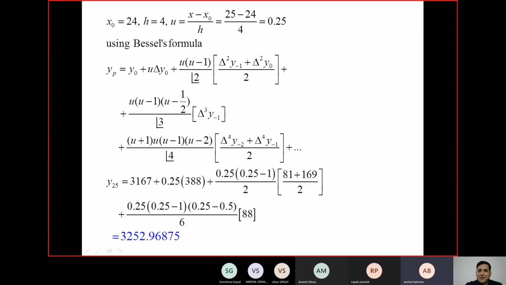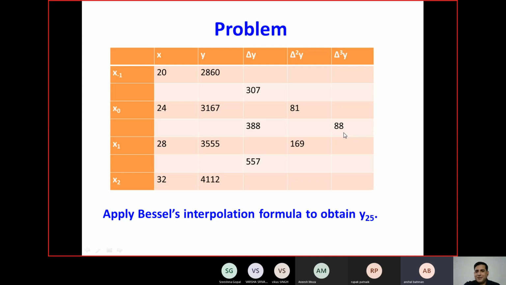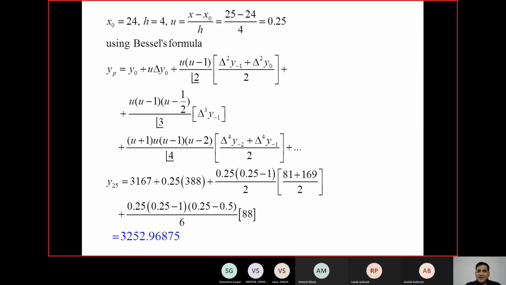But the table ends here. Yes sir, so delta cube y minus 2 will not come, only y minus 1 will come. That's why it's just 88. Does anyone else understand? Yes, sir. Okay. So you substitute that, and you will get another answer here.